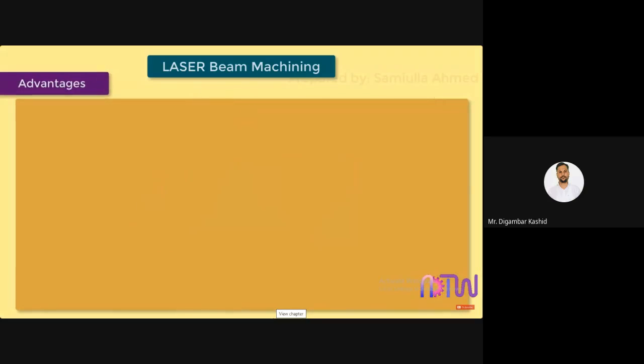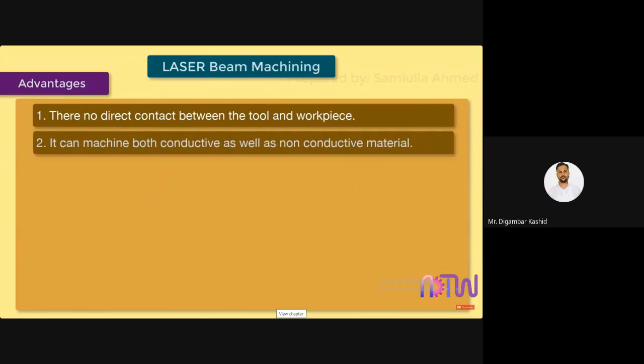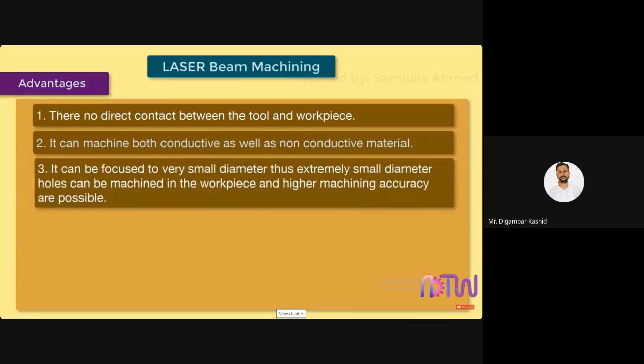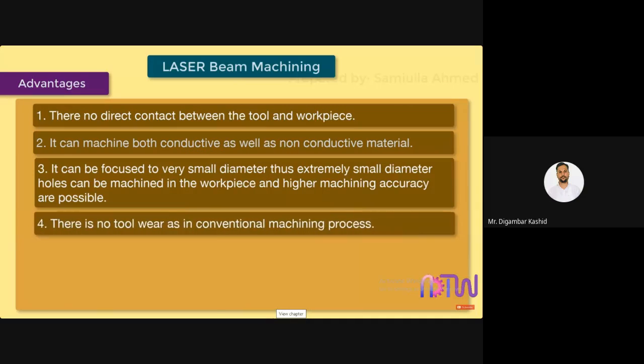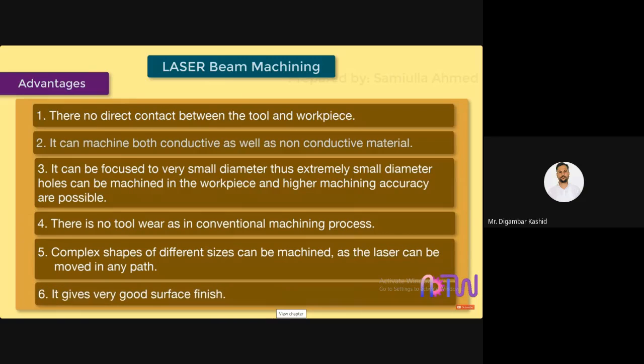Advantages of laser beam machining. 1. There is no direct contact between the tool and workpiece. 2. It can machine both conductive as well as non-conductive materials. 3. It can be focused to a very small diameter. Thus, extremely small diameter holes can be machined in the workpiece, and higher machining accuracy is possible. 4. There is no tool wear as in conventional machining processes. 5. Complex shapes of different sizes can be machined, as the laser can be moved in any path. 6. It gives a very good surface finish.